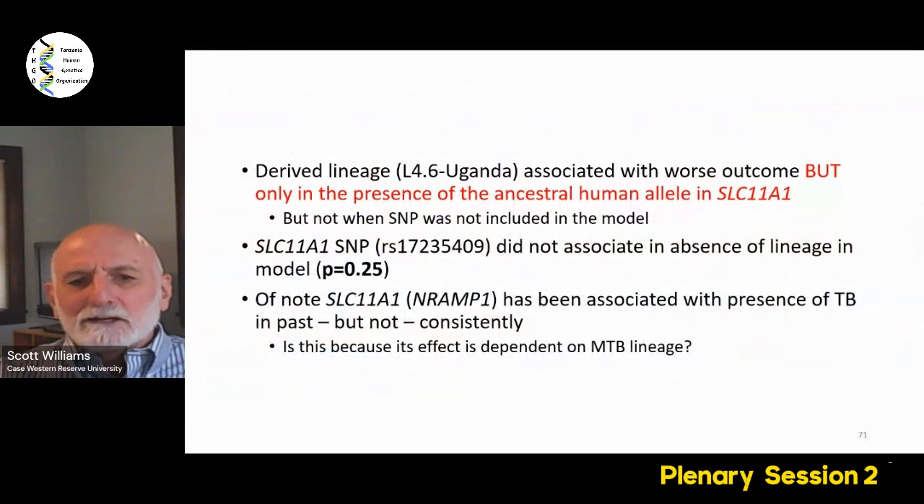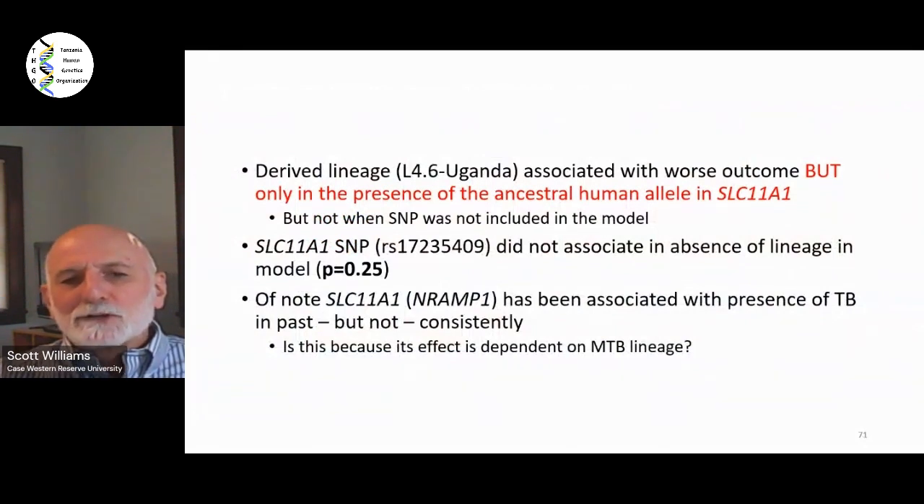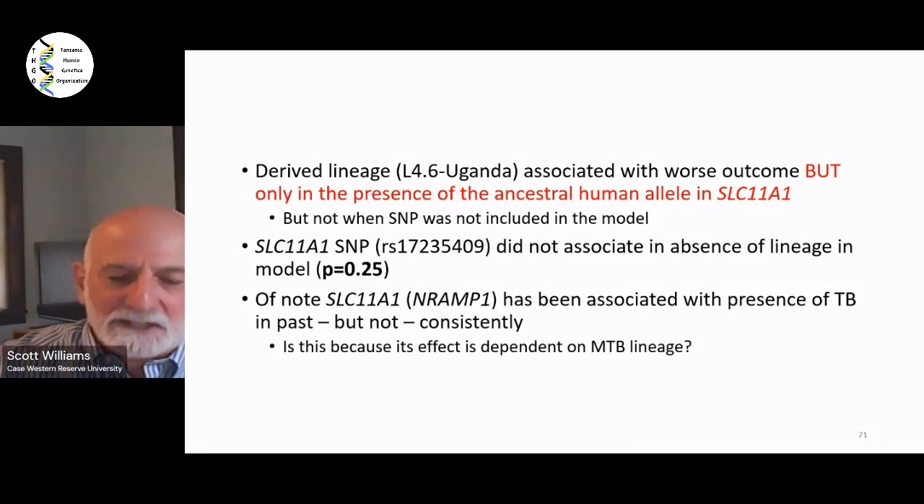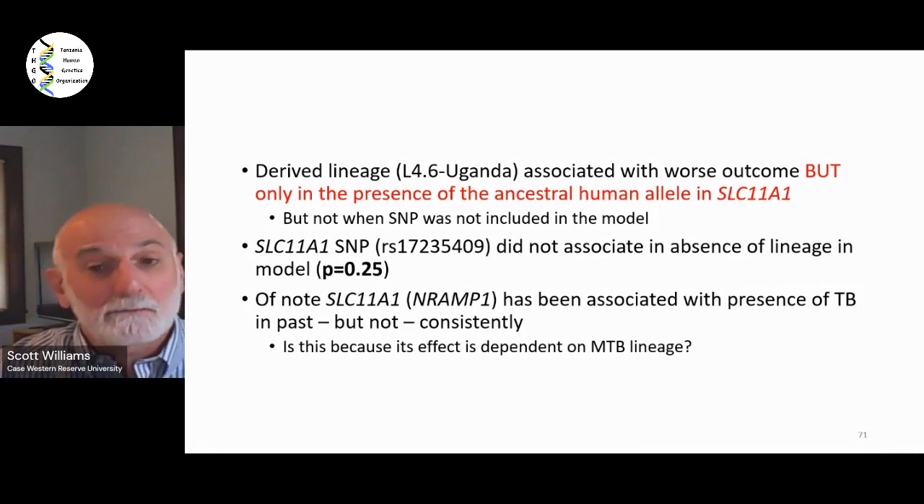And again, if you look at the literature on NRAMP1 or SLC11A1, as I said, it was the first gene discovered to be associated with tuberculosis. But it has been really inconsistent in terms of the association. So I will leave the question with you: is that because the effect of that gene is MTB lineage dependent, and people did not look at the MTB lineage when they were doing these analyses? So in some studies it will come up as positive, in some studies it will not come up as positively associated.